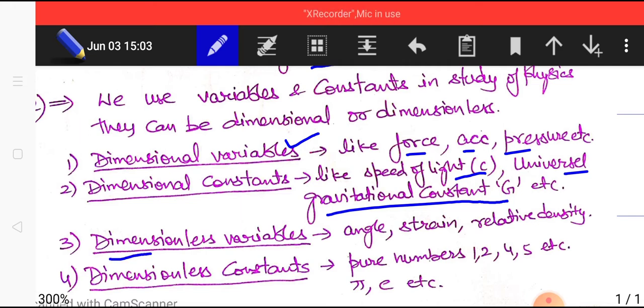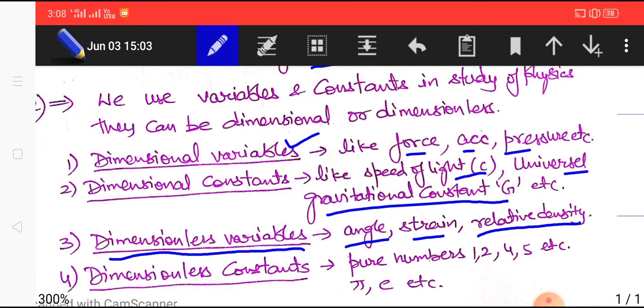Then we have dimensionless variables like angle, strain. तो आपने फंडामेंटल क्वांटिटीज़ में पढ़ा होगा कि जो एंगल है वो सप्लीमेंट्री क्वांटिटीज़ में आता है, फंडामेंटल क्वांटिटीज़ में नहीं आता, क्योंकि ये इसकी डायमेंशंस नहीं है. रिलेटिव डेंसिटी इज़ अ रेशो, ये भी आपने 9th क्लास में पढ़ा होगा आर्किमिडीज प्रिंसिपल पढ़ते हुए. ऐसे ही रिफ्रैक्टिव इंडेक्स जो है वो भी डायमेंशनलेस होता है.